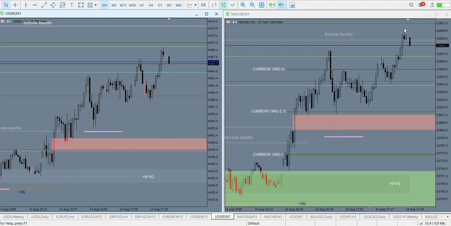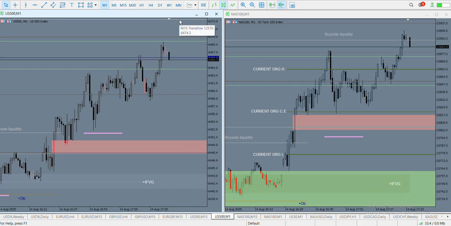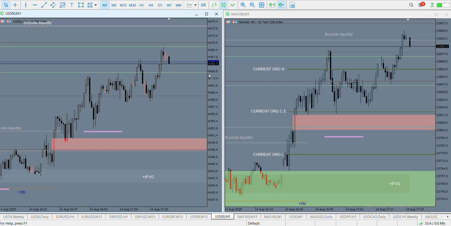So price has engaged this buy side. We have this inefficiency here. Let's see if we'll go through that inefficiency and start trading into these lows here. Remember, US 500, we still have this buy side liquidity pool above 6,474.3.